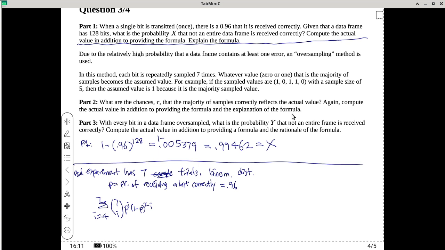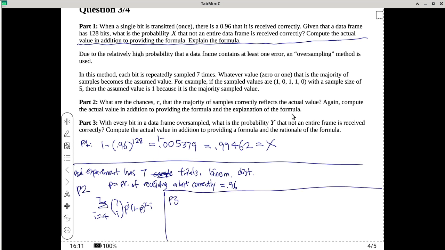Yep, so it's just a matter of going through this calculation using a calculator. But once you set up the formula and explain to me why you are using this formula, you're going to get most of the points. Is that okay? That's the answer to part two. So this is P2, part two.